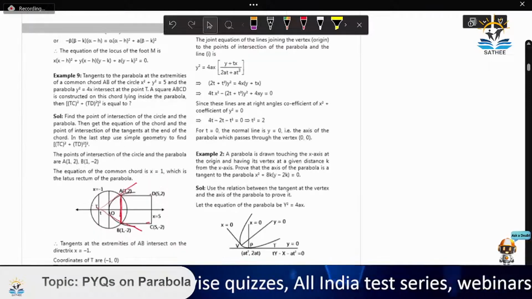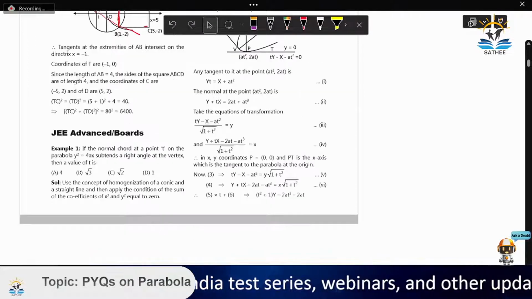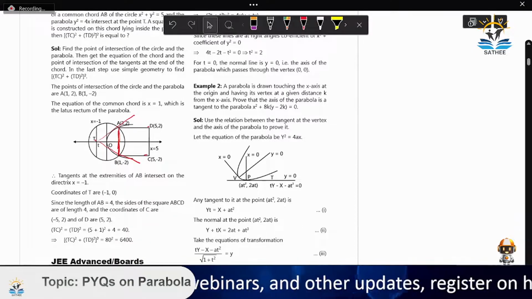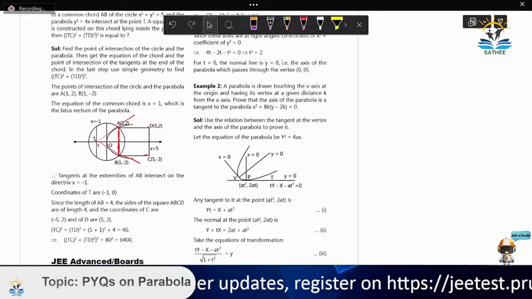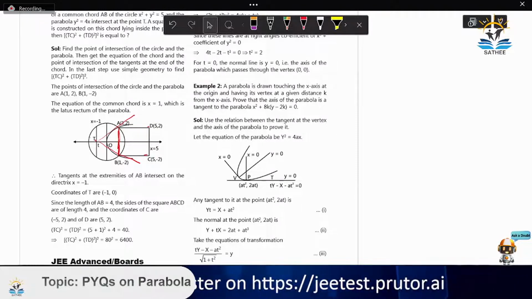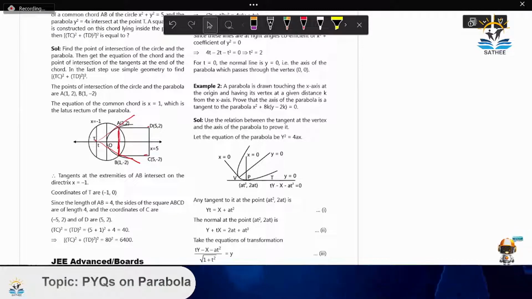Now let's do some more questions. Let's go for more advanced parts of the question. So let us do the second question. I'm skipping the first one because it seemed a bit boring. A parabola is drawn touching the x-axis at the origin. So this is what the parabola would look like in a normal case. It could have been turned to the negative side as well, but we have considered the positive side only, and having its vertex at a distance k from the x-axis. Prove that the axis of the parabola is tangent to the parabola.